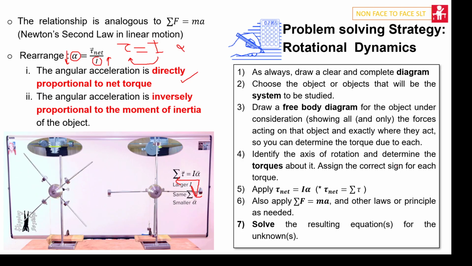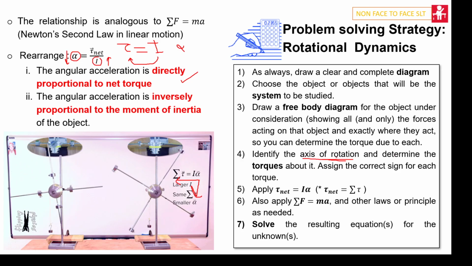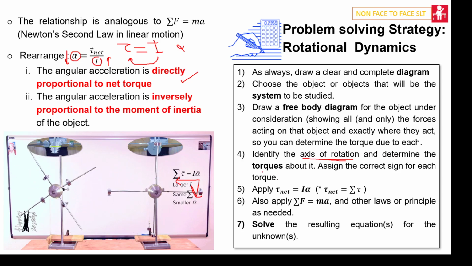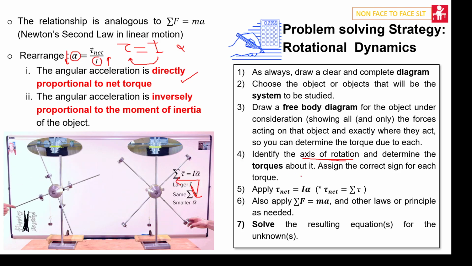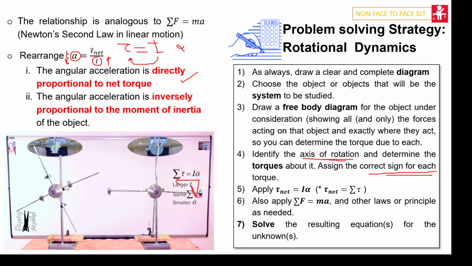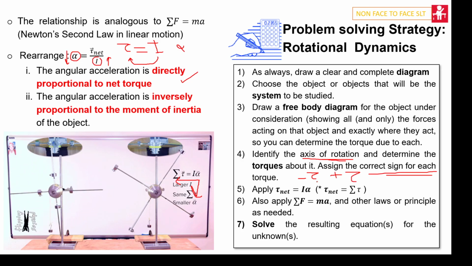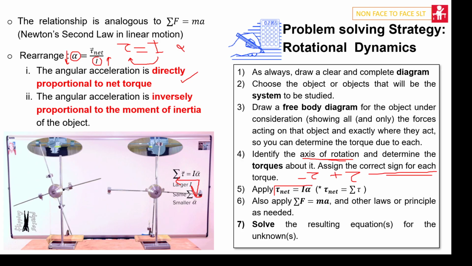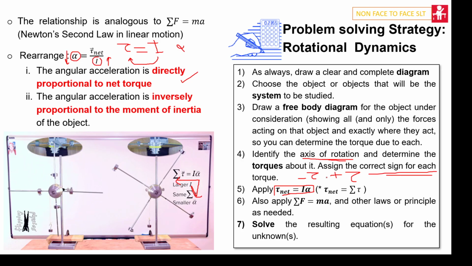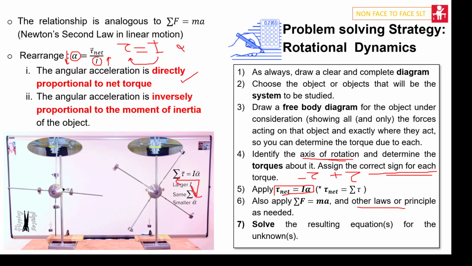Next you need to know the axis of rotation, meaning you need to know the pivot point, and you need to determine the torque. Find which forces produce a torque, using the closest distance to the pivot point, and assign the correct sign: if it's clockwise, it's a negative torque, but if it's anti-clockwise, it's a positive torque. Then you apply net torque equals I alpha. Here you can solve a question which involves finding the angular acceleration. And then you apply the summation of F equals M A, and other laws or principles as needed.